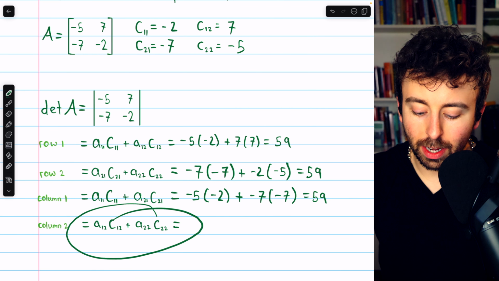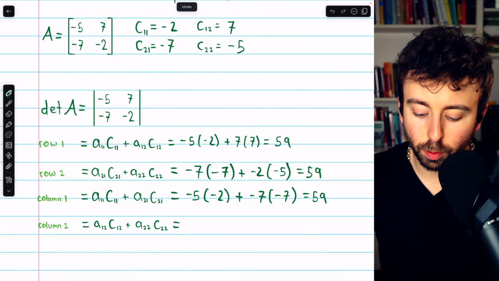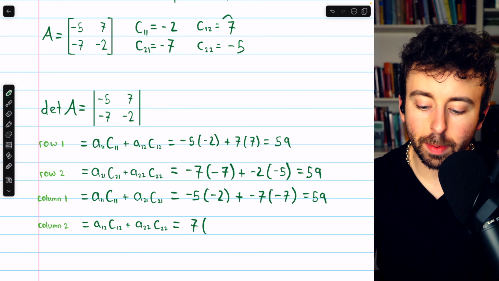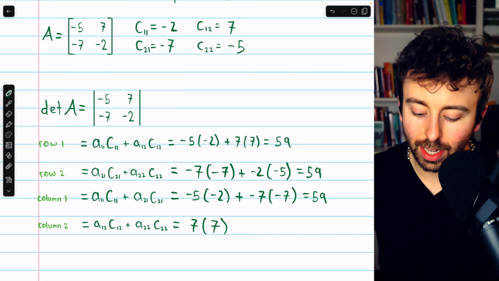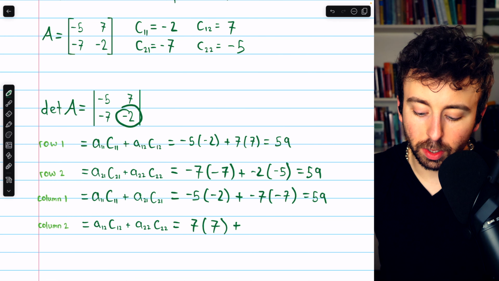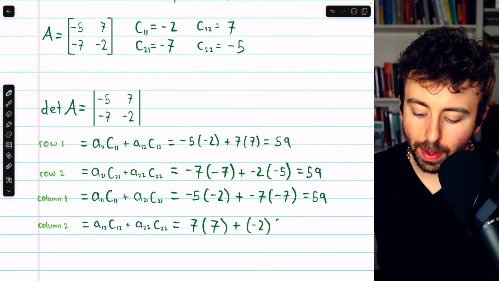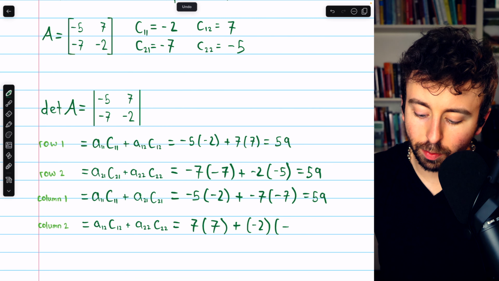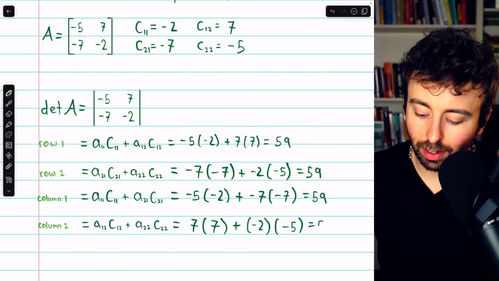Finally, the cofactor expansion along column 2. Take the first entry in column 2, which is 7, and multiply by its corresponding cofactor, which is 7. Then add the next entry in column 2, which is -2, multiplied by its corresponding cofactor, which is -5. This is 49 plus 10, so 59.